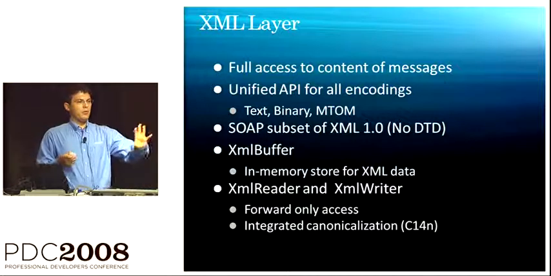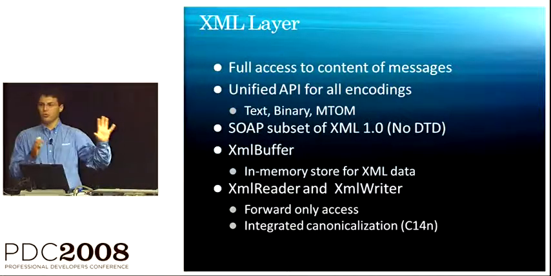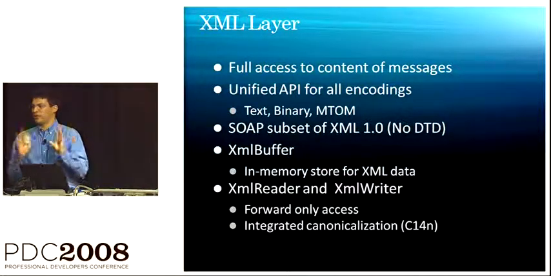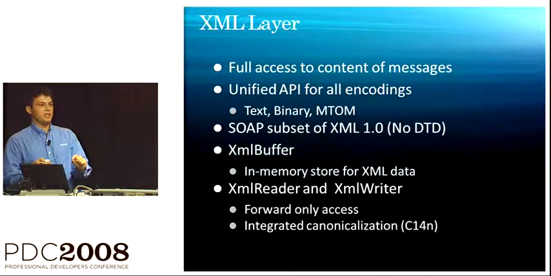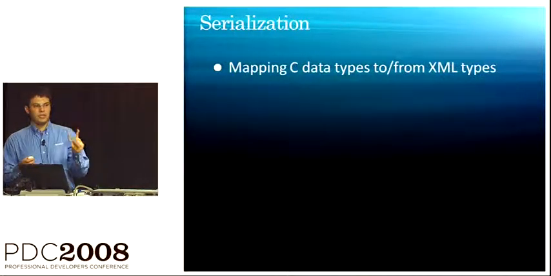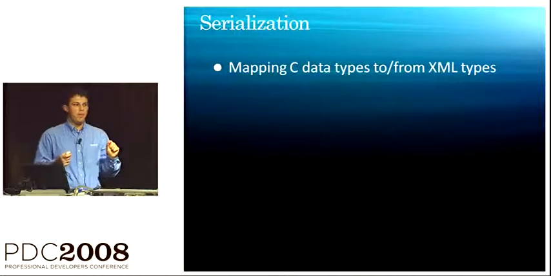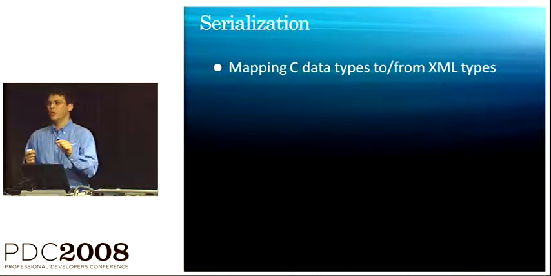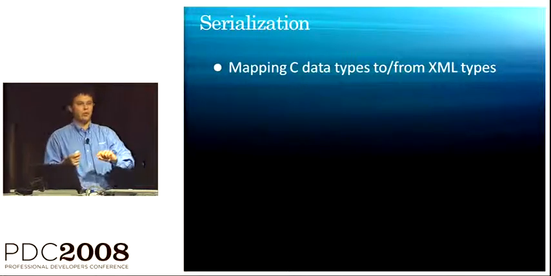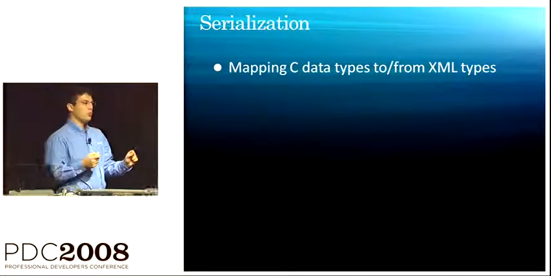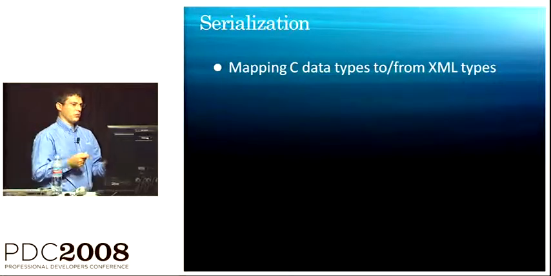Now, I'm not going to drill down into how you use these APIs to format XML. That's actually very straightforward, and it's not that interesting for the majority of you. There is actually a hidden value of XML that we will see everywhere in the framework, and this is serialization. Serialization is about mapping C data types to XML types. It's about making sure that you work with the C types instead of parsing XML.